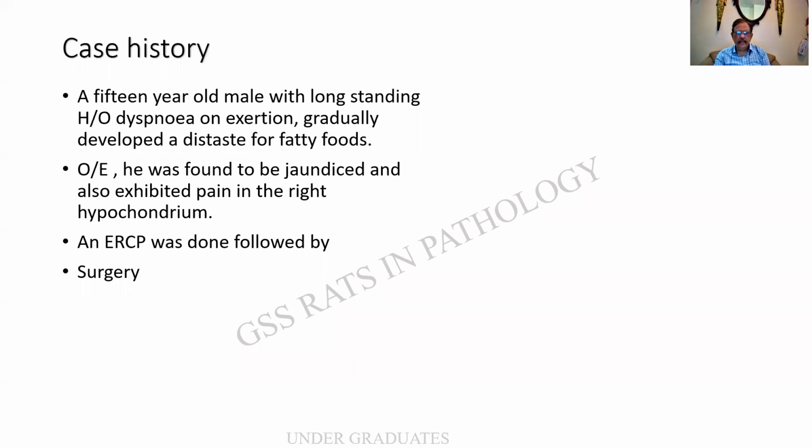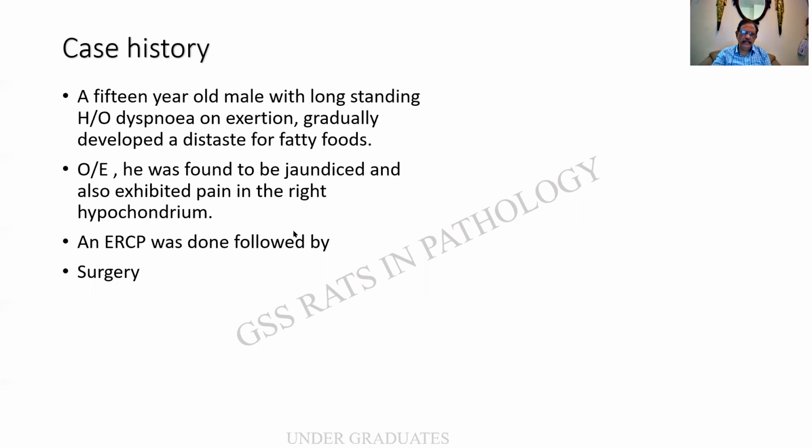A case history, as usual. A 15-year-old male with a long-standing history of dyspnea on exertion gradually developed a distaste for fatty foods. He came to the hospital, and on examination, he was found to be jaundiced. And he also exhibited pain in the right hypochondrium.